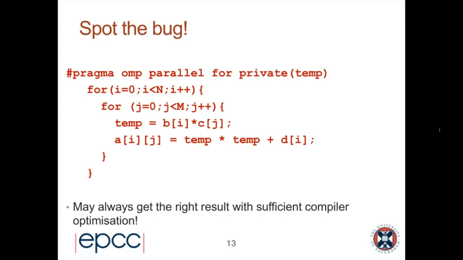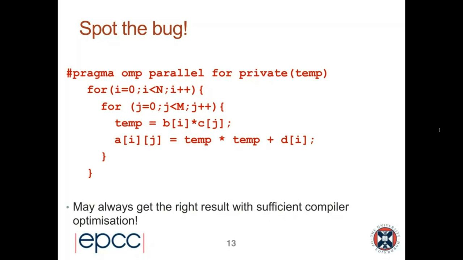This is old-fashioned style C, where I'm not declaring the loop iterators in the scope of the loop, so they're declared somewhere outside the parallel region. The default behavior for everything except the parallel loop iterator is shared. So in particular, J is shared here. And this one's particularly nasty because if you have sufficient compiler optimization turned on, you will never see the bug.